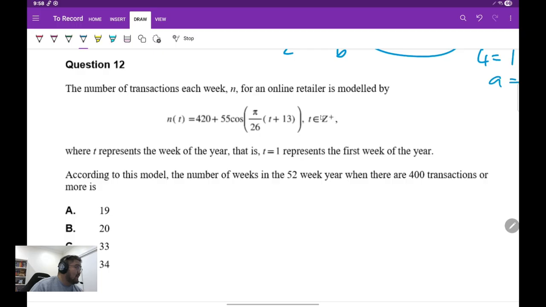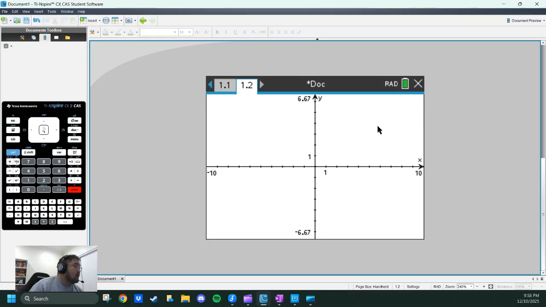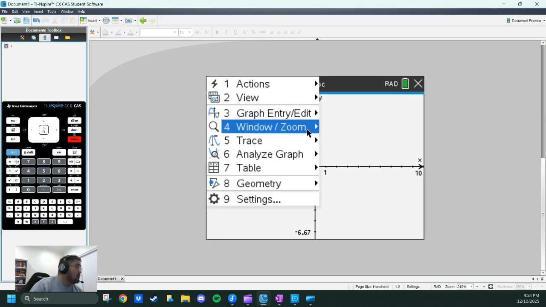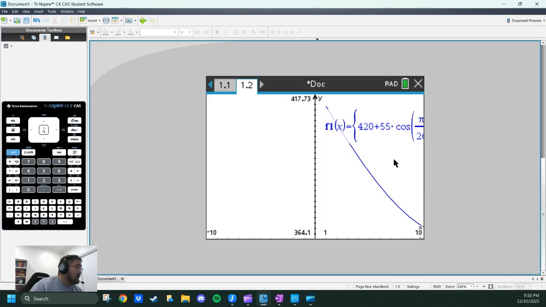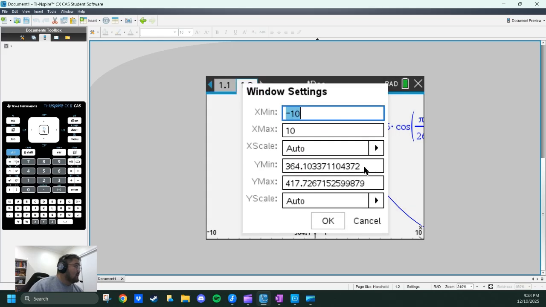And it does say t plus here, according to the number of weeks in the 52-week year when there are 400. Okay, so 52-week year. Okay, so we'll graph that. Okay, I can't see it. Menu, Windows, Zoom, Zoom Fit. Doesn't look good. I'm going to go Windows, Zoom, Zoom Settings. I'm going to change this from maybe 0. My X max will be 54 because my max is 52, but I don't want it to be right on the edge. X scale, I want these to be maybe in ones.